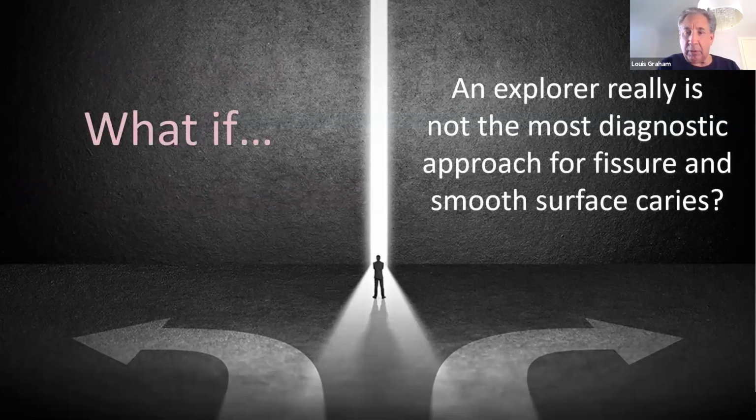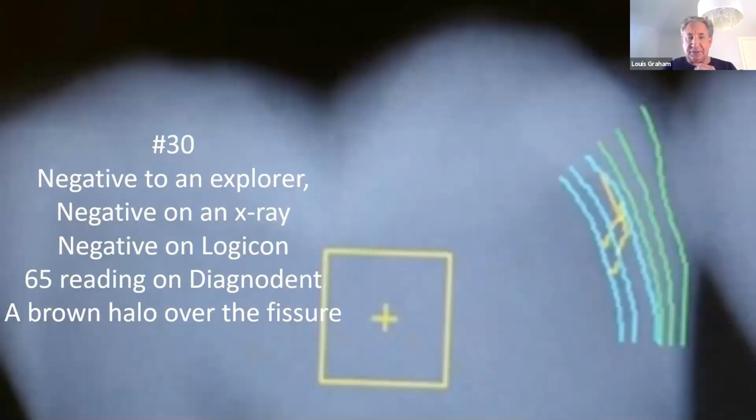An explorer really is not the most diagnostic approach for fissure and smooth surface caries. We're going to get to cone beam, don't worry. Now, when I tell you that an explorer, a brand new explorer, is at best 50% sensitive, in other words, if you know there's a cavity, 50% of the time you will get a false reading. So let's just take this.